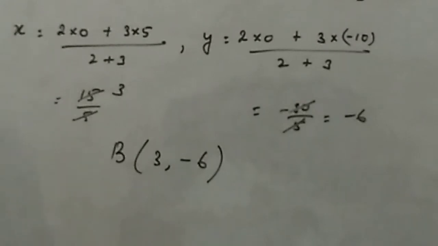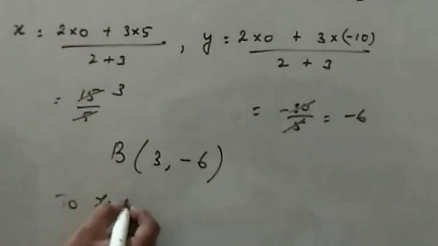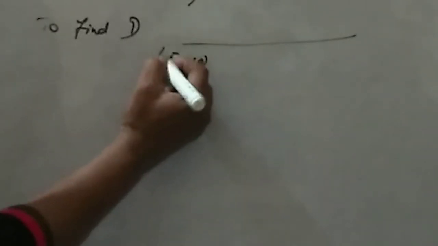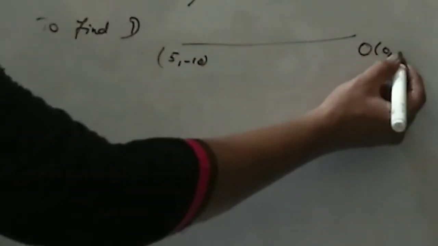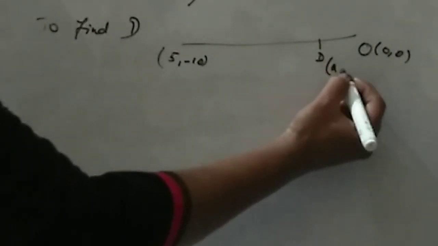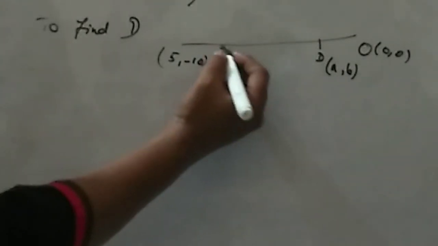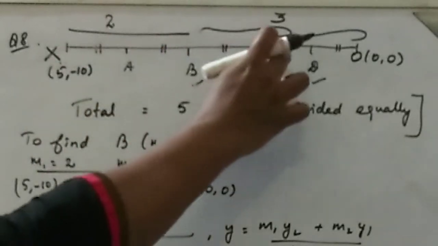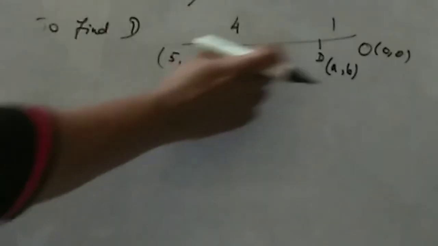Second, we have to find D. In the same way, take this one (5, -10) and this one the origin, and here D. Here the ratio is 4 is to 1: 1, 2, 3, 4 and 1.